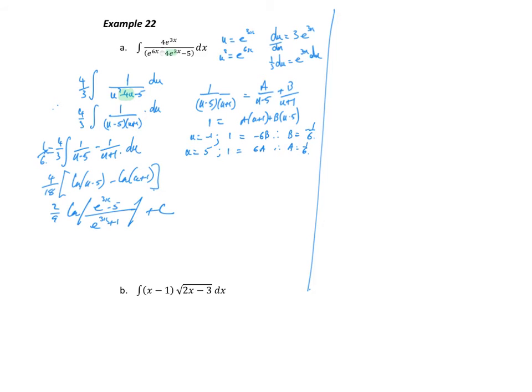Oh, I can't quite rub it out. So that's the correct answer for that. If by chance you did it correctly, which I hope you did before I got to it, you would have got e to the 3x minus 1 over e to the 3x plus 5. Okay, so that is the correct answer for the question as it is written.